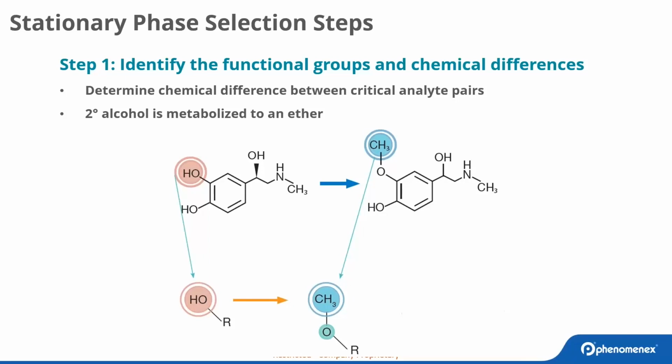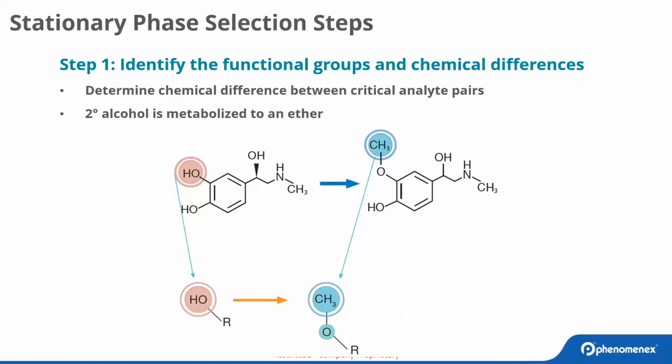So step one is identify the functional groups and the chemical differences between the compounds or the analytes that you're looking to separate. So if you have a lot of different analytes in a method, right, you could look at some of the main differences between the analytes, or if you've already tried a column and there's one critical analyte pair that you're not able to separate because they are too closely related, then you could focus on that critical pair.